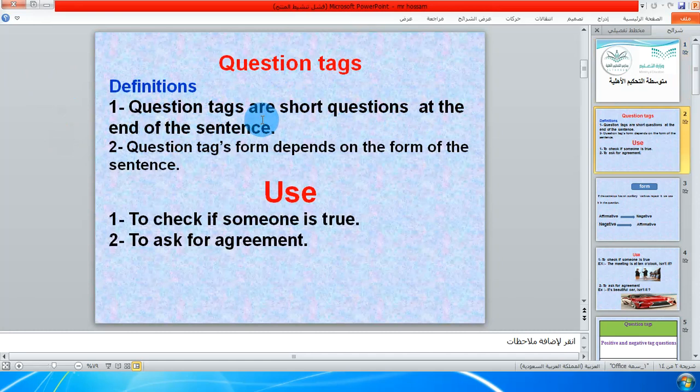Okay? So the question tag here is a short question at the end of the sentence. The second definition is that question tag form depends on the form of the sentence. Okay? So if I want to make a question tag, the form here depends on the form of the sentence. We use question tags to check if something is true. The second use is to ask for agreement.